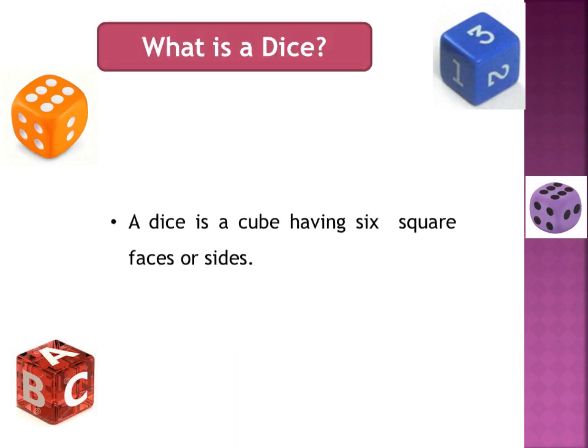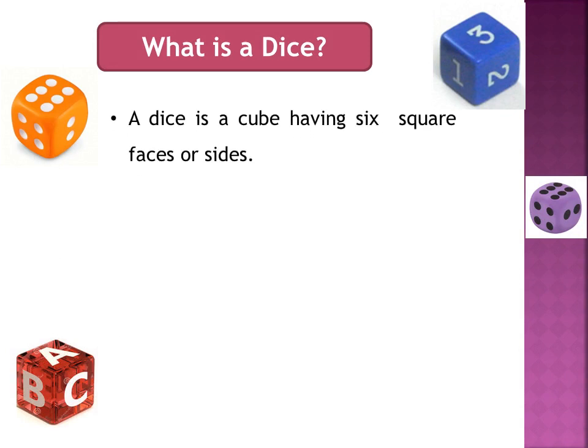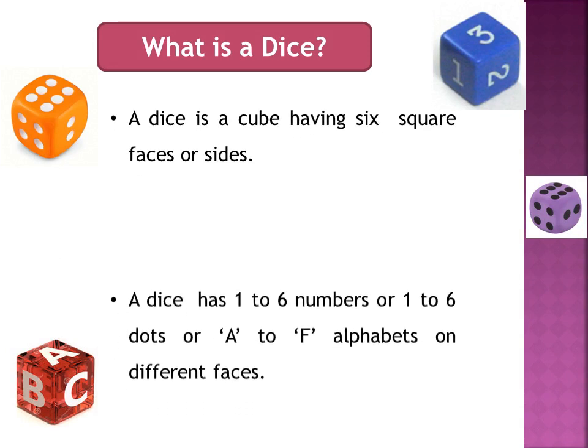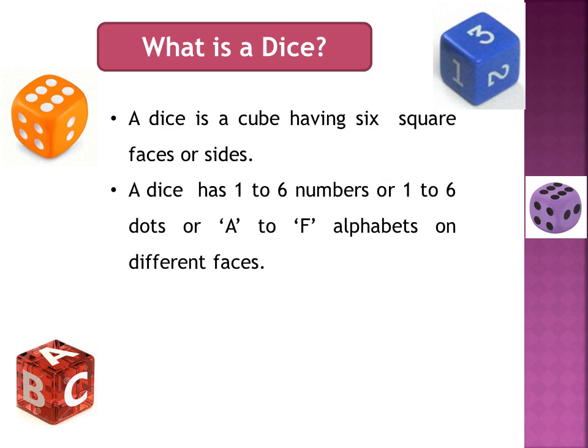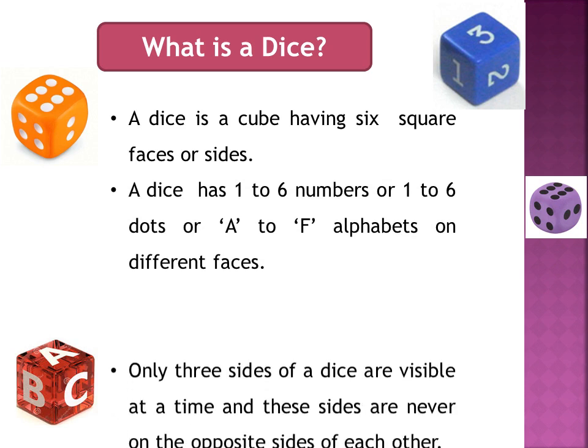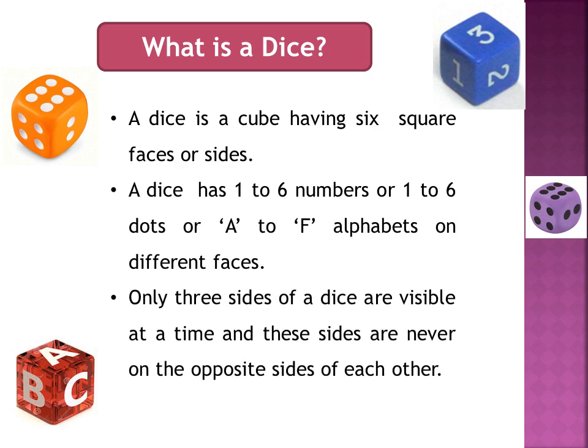A dice is a cube having 6 square faces or sides. It has 1 to 6 numbers or 1 to 6 dots or A to F alphabets on different faces. Only 3 sides of a dice are visible at a time, and these sides are never on the opposite sides of each other.